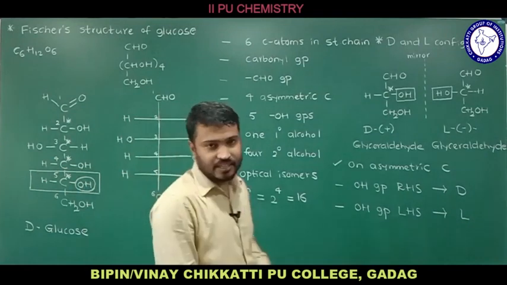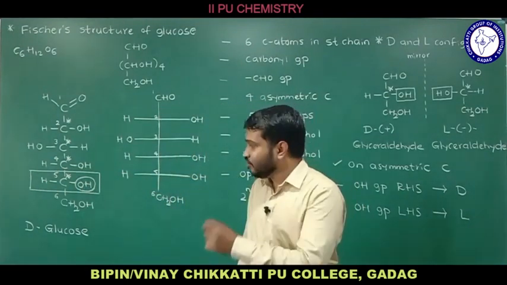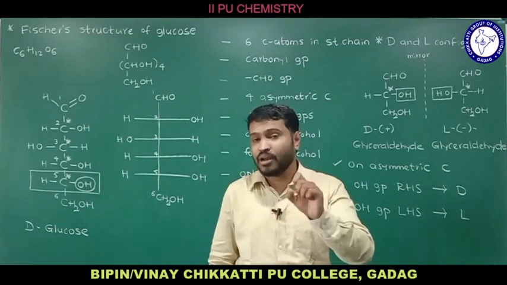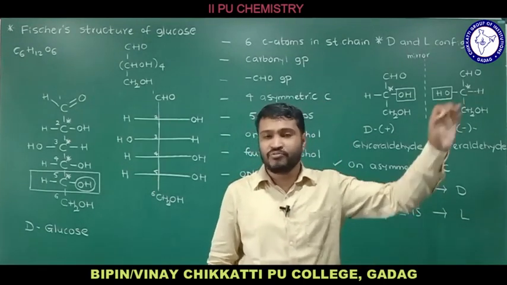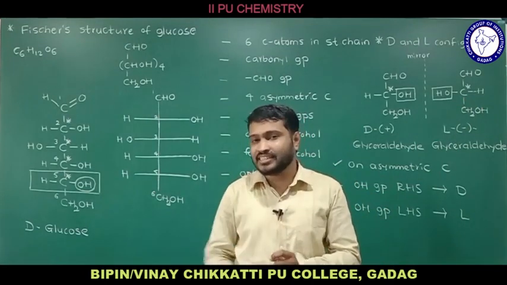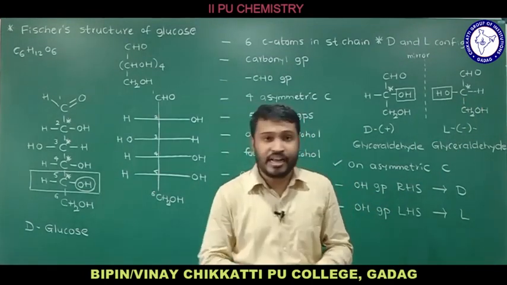Know that one. So now I can say glucose is actually D-glucose. Why is it D? Because on carbon number 5, the asymmetric carbon which is far away from the functional group, the OH is on the right-hand side, and therefore I name it D here.